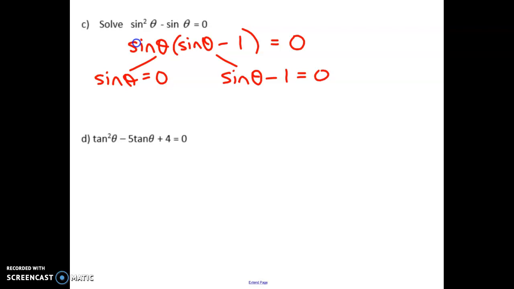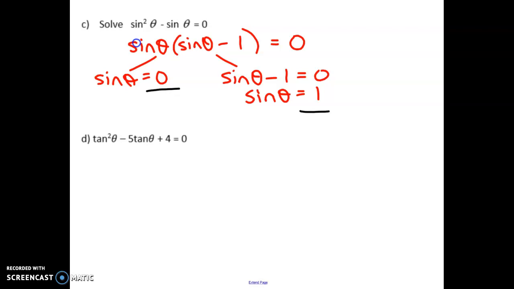And this sine theta minus 1, I still need to move that around because it's not quite sine by itself. So if I add the 1 to the other side, we get sine theta equals 1. So on your circle, there are 2 different things we're looking for: where sine is 0 and where sine is 1.